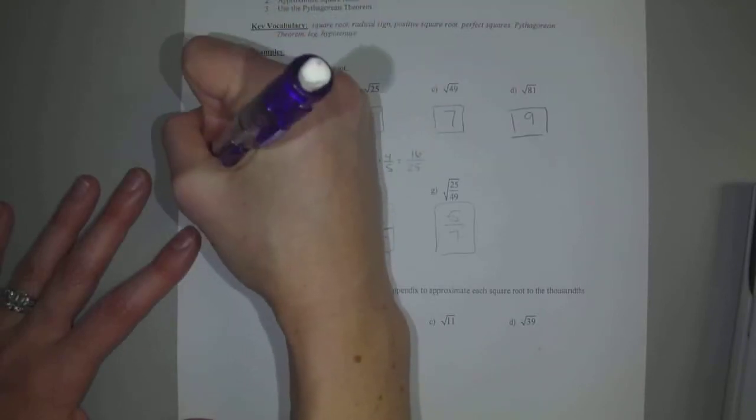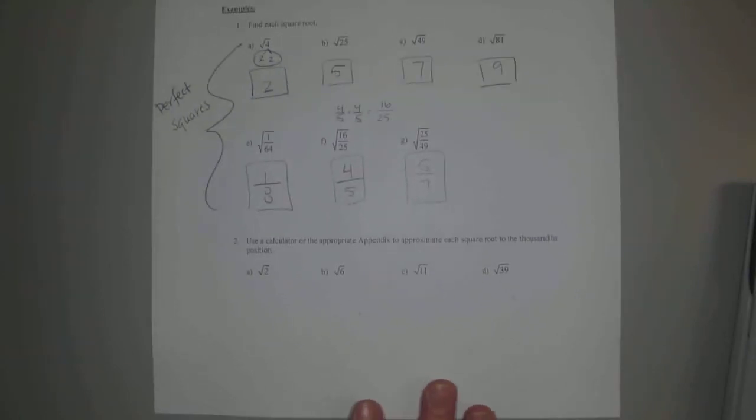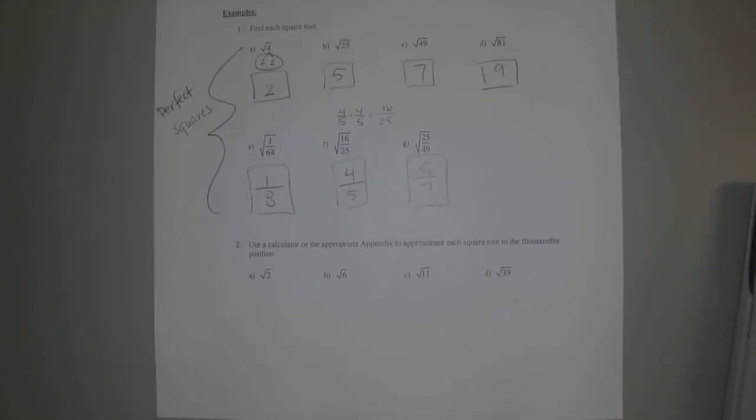Anybody have an idea why it's called perfect squares? They're like these nice little whole numbers that come out perfectly, right? They're not a decimal, all right? What we're going to get into is every number has a square root, but sometimes it's not as pretty as 2, 5, or 7. So that's when they'll say use a calculator to approximate.